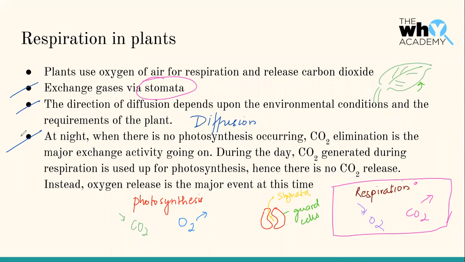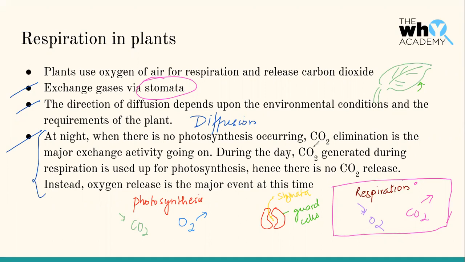So if the plant needs carbon dioxide for performing photosynthesis, it will take in CO2. Right, if it is not performing photosynthesis, basically when it is night time or when it is cloudy conditions, there's not enough sunlight, when it cannot perform photosynthesis, that time it is going to take in oxygen, right? And this is an important point.